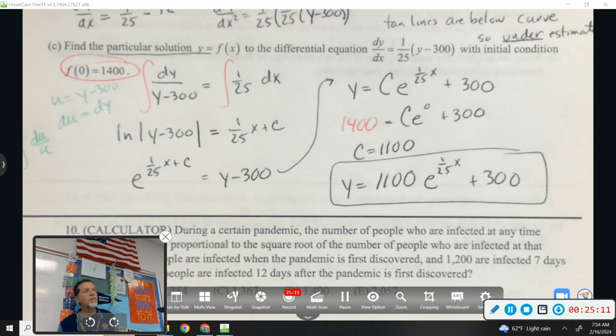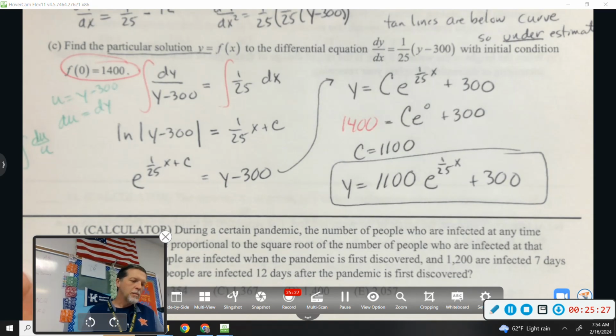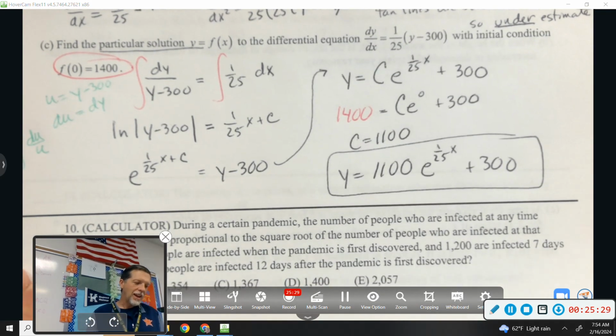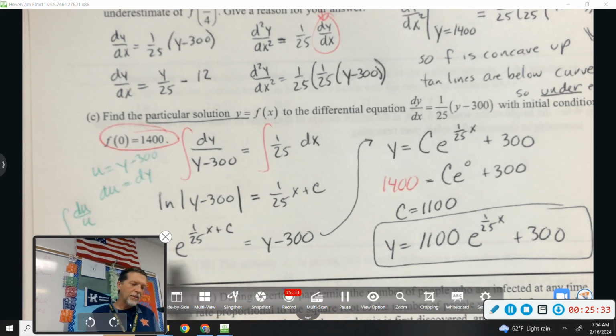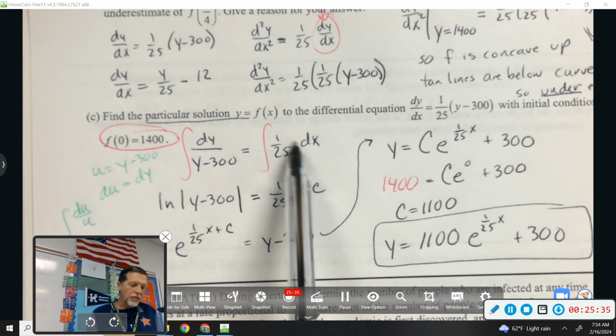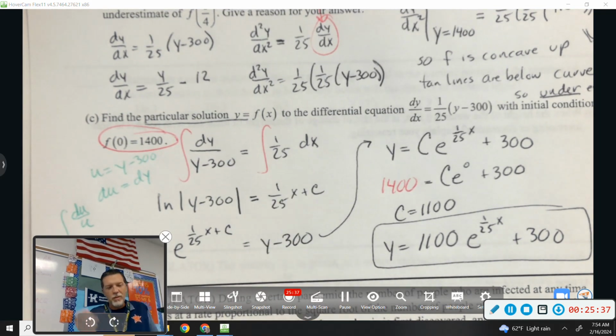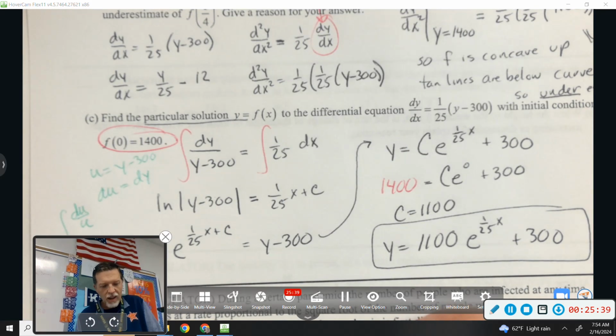Goodness. I mean, I say goodness, they're all the same. Separate, integrate, algebra, algebra, algebra. But you've got to get the practice in, and you've got to know your integrals, because you're definitely going to see some natural logs show up. But the stuff on the right, sometimes it's simple, sometimes it's crazy. Got to know all the rules.